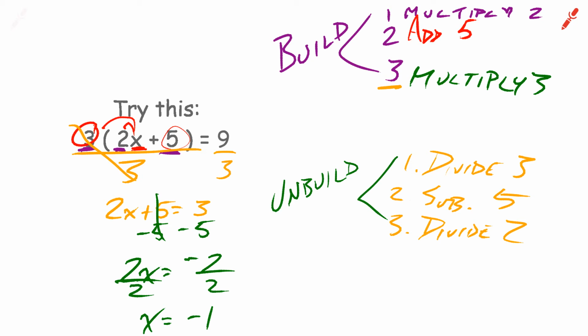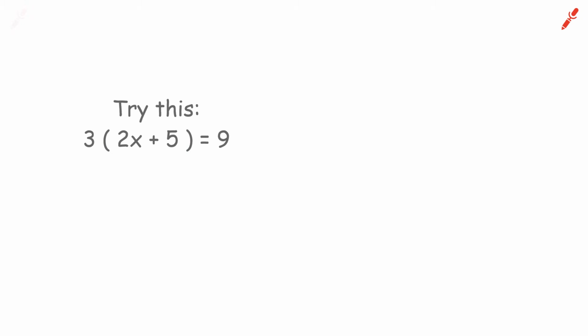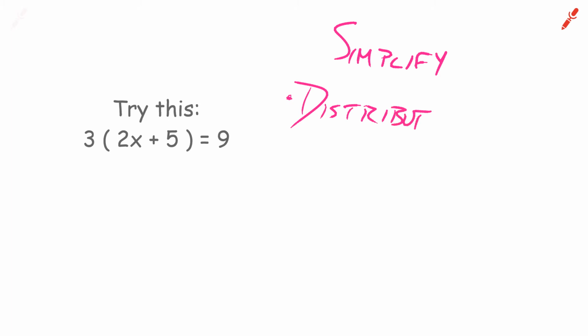Now let's talk about a different way to look at this. Rather than unbuild, what if I simplify? When we think back to Unit 1, we talked about simplifying a lot, and when we talked about simplifying, it covered two concepts. Mainly, the distributive property and combining like terms.